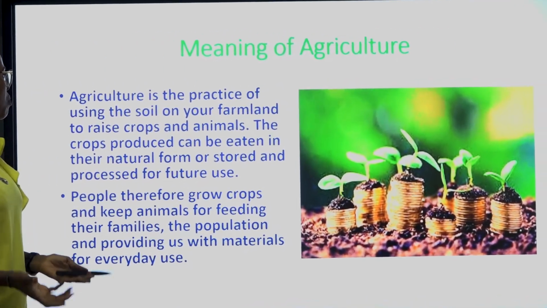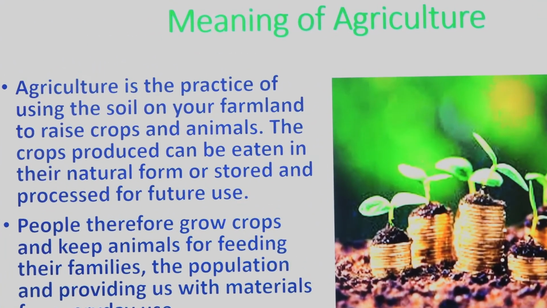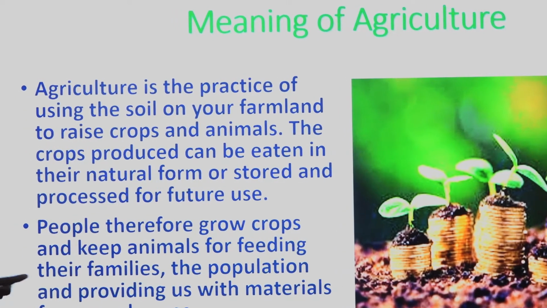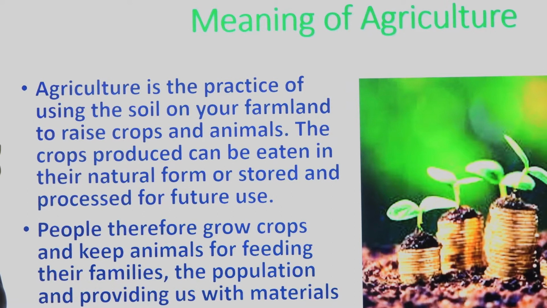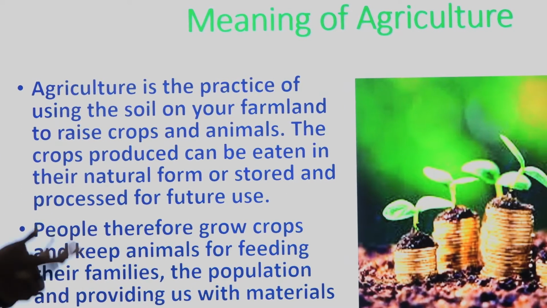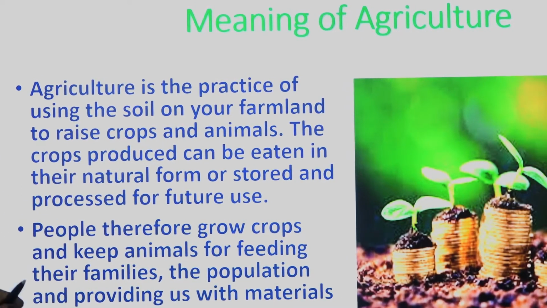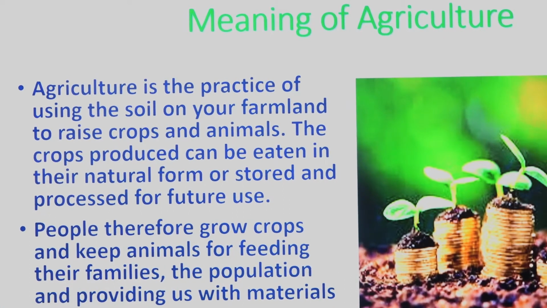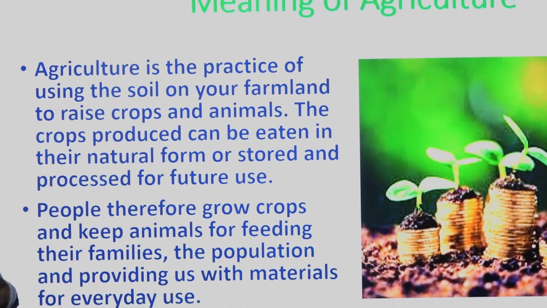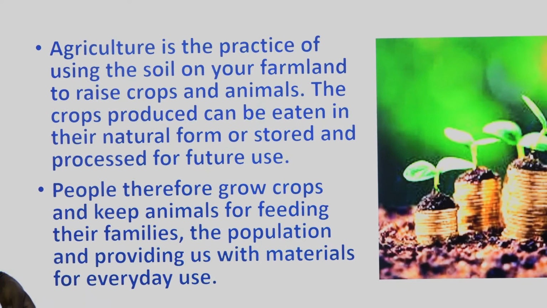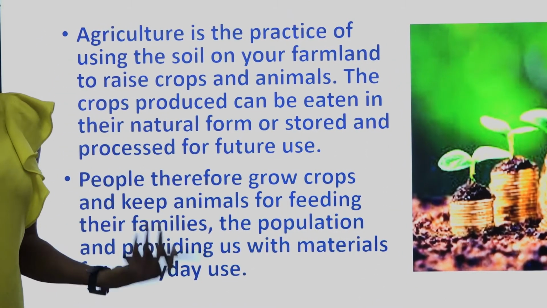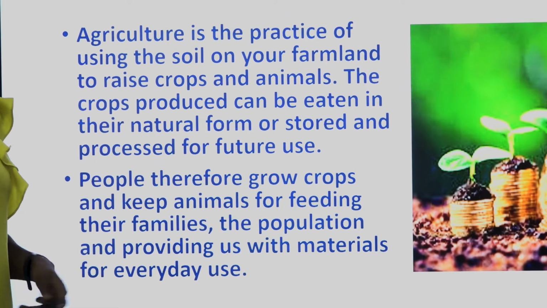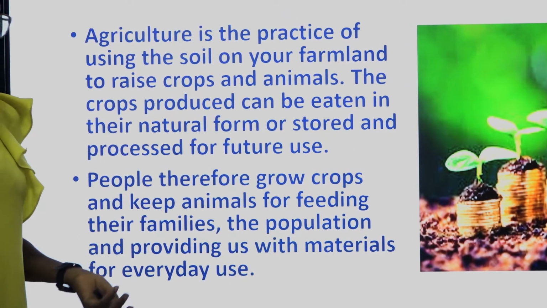Agricultural science is the practice of using the soil found in your farmland to raise crops and animals. And also, the crops that are being produced are either eaten or processed to be stored, to be used for future purposes. People therefore grow crops and keep animals for feeding their families, the population, and also for providing industries with raw materials that are being used every day.